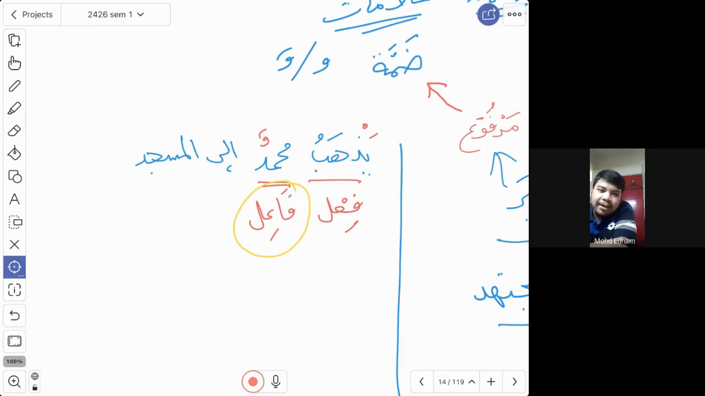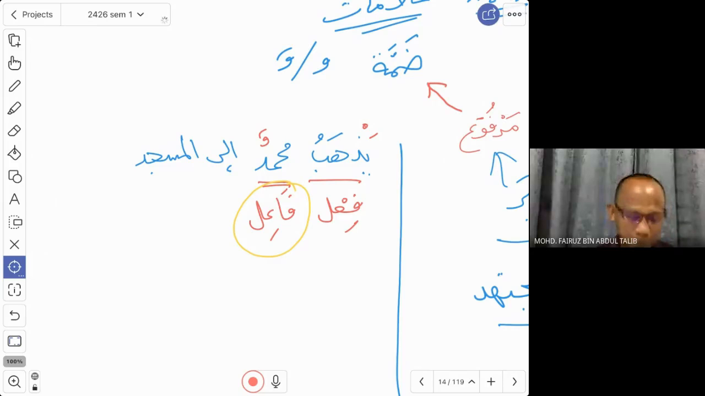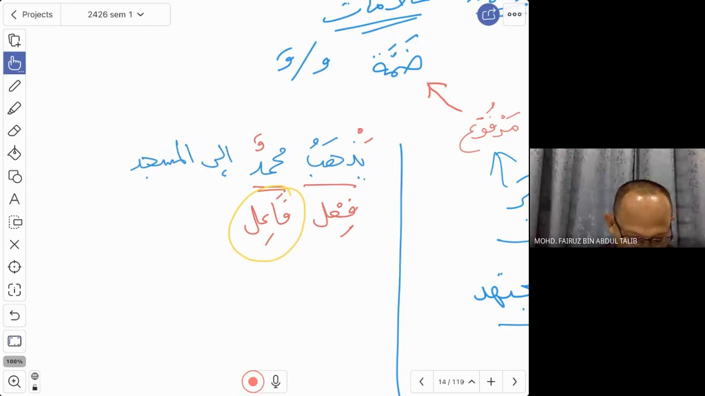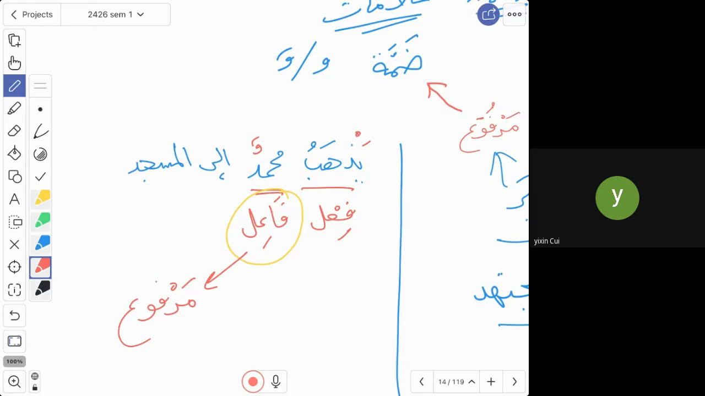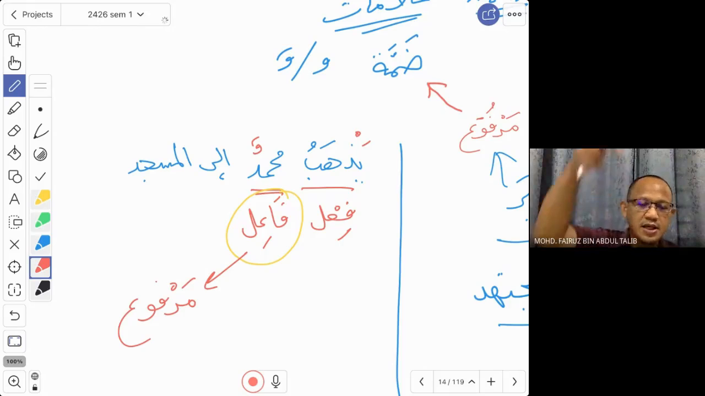Because it is a fa'il. Yes, good, Ilham. So when you learn the topic of al-fa'il, you will see that they say the hukum of a fa'il is marfu as well. So this is also something that you have to memorize. Just like mubtada, marfu. Khabar, marfu. Now you have fa'il is also marfu. So in the end, you are going to have a list of words that are marfu.